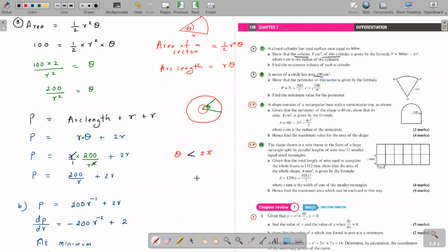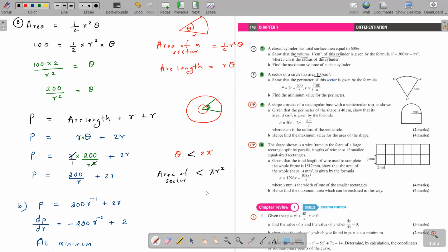So if theta is less than 2 pi, then the next thing we can say is about the area of our sector. Do you agree that the area of our sector is definitely less than the area of the full circle? Now the full circle area is pi r square, right? Do you agree the full circle area is pi r square? And do you agree that the area of our sector is less than pi r square?